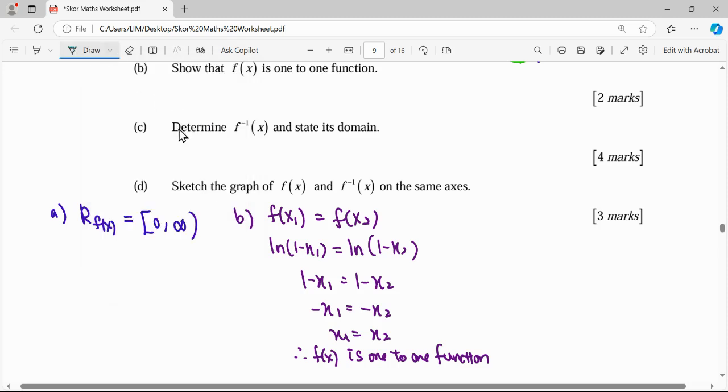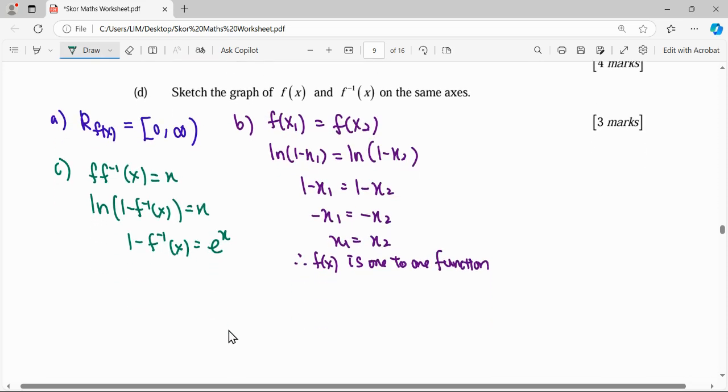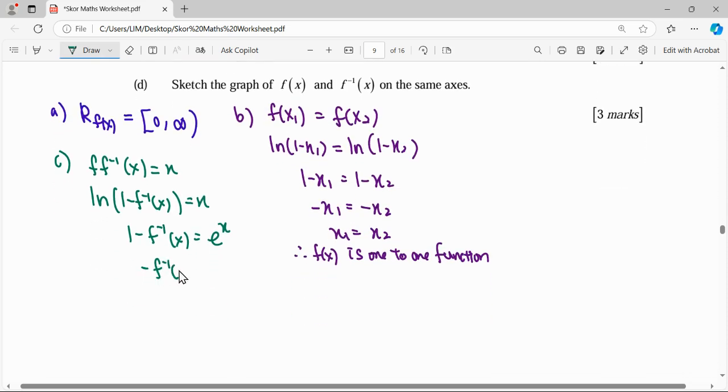Then we proceed for part C. We want to find the f inverse. We're using the composite method. So f(f inverse x) equals to x. Substitute the f inverse into the function. You can get ln(1 - f inverse). So unlock the ln. It will be base e to the opposite, become the base of indices. And then divide the negative, so it will become 1 minus e^x. So I write the positive term first.